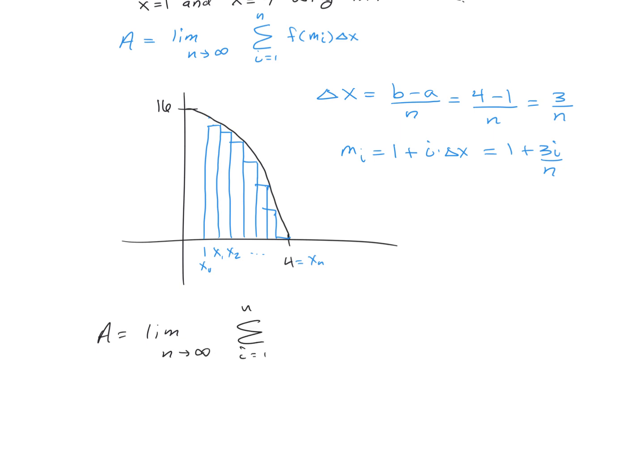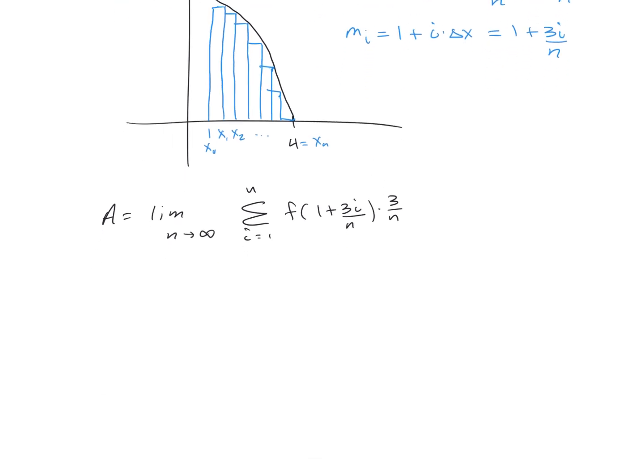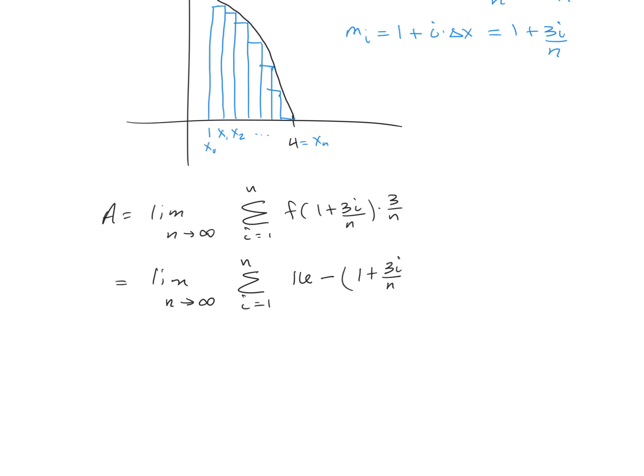from i equals 1 to n. And my function is going to be, actually, I'm going to write the function later. So that's going to be f of 1 plus 3i over n times my delta x, which I know is 3 over n. Now I can substitute in the actual function for this problem, which is 16 minus, and our x is 1 plus 3i over n, and that whole x value is squared, times the 3 over n.